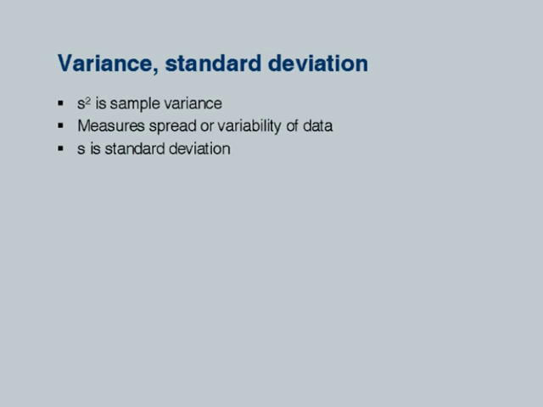So S squared is the sample variance, and it measures spread or variability of data. And the square root of that is the standard deviation. S is the standard deviation.